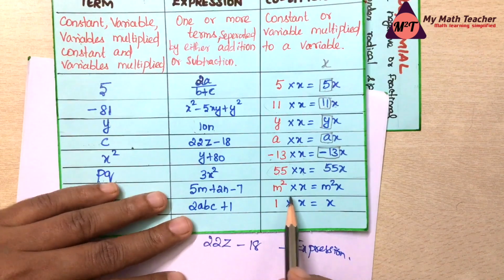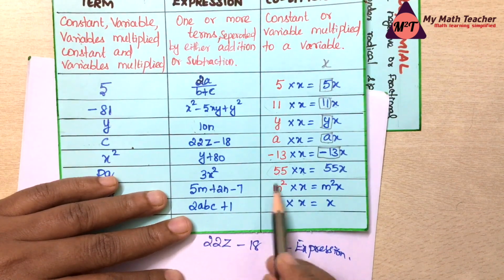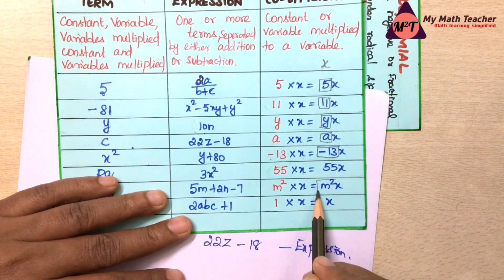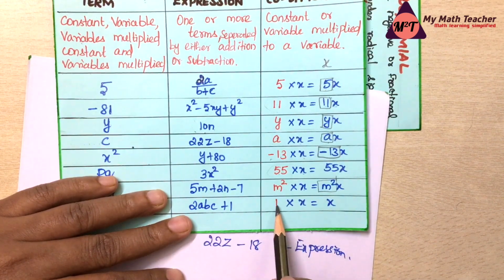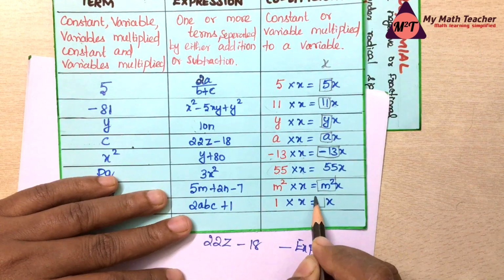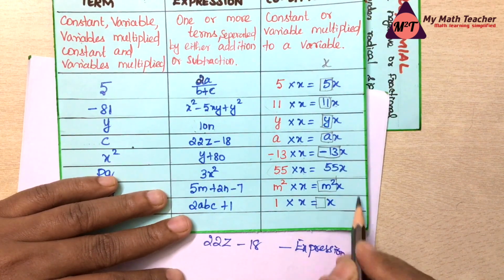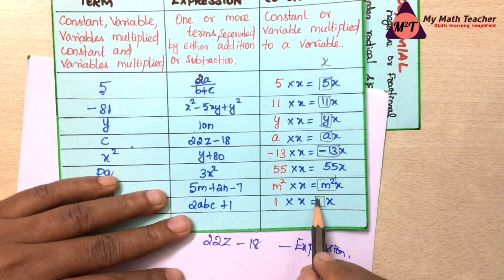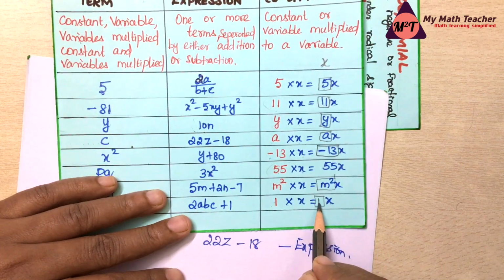Okay. Now m square x. So what is multiplied to x? M square is multiplied. So m square is the coefficient. The same way 1 into x. If it is simply x, what is the meaning? 1 multiplied by any number is that number, which means 1 into x is x. So we can say 1 is the coefficient of x.